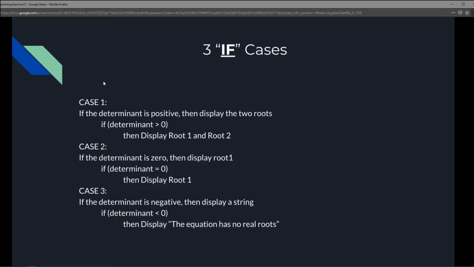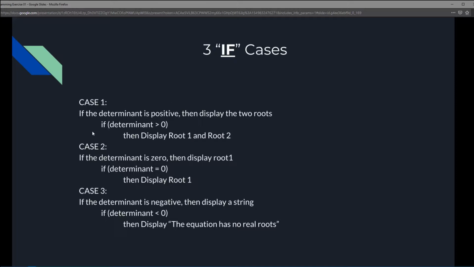Now these cases, starting with case 1, is if the determinant is positive, then you could display both roots using the if keyword, using the determinant, and then using the operator right here to check if it's greater than 0, right? If a number is greater than 0, it is a number that's 1 and up. Therefore, it's a positive number. And if it's a positive number, then you could display root 1 and root 2.